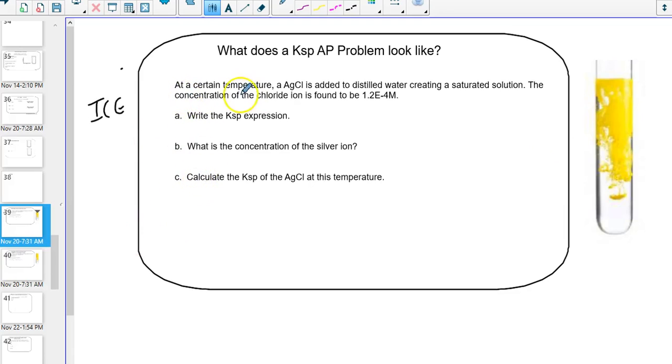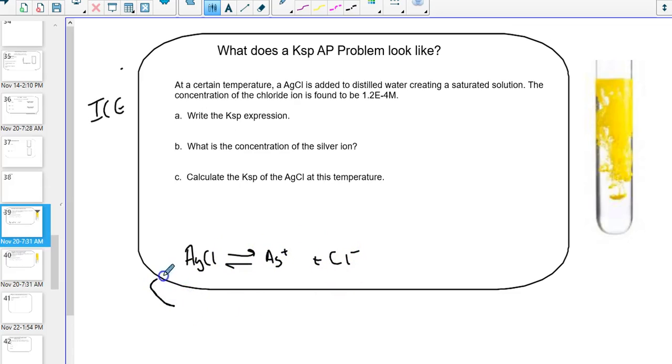At a certain temperature, AgCl is added to distilled water, creating the solution. The concentration of the chloride is found to be this. Okay, so let's write out the equilibrium expression, the KSP expression. When we do KSP, you should be aware that we're going to use this chemical reaction: AgCl goes to and comes from Ag plus Cl minus.